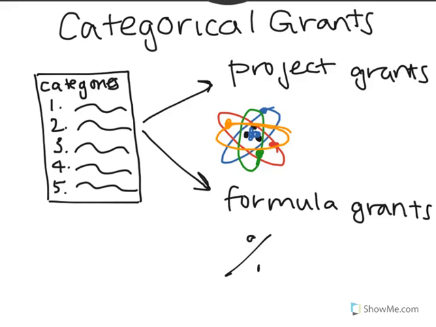The first one is a categorical grant. Out of a list of topics or a list of areas that the federal government can provide grants to, the federal government picks one and then distributes the money to be used in that specific category. There are two types of categorical grants. The first one is the project grant. These grants are the most common categorical grants and are awarded on the basis of competitive applications.